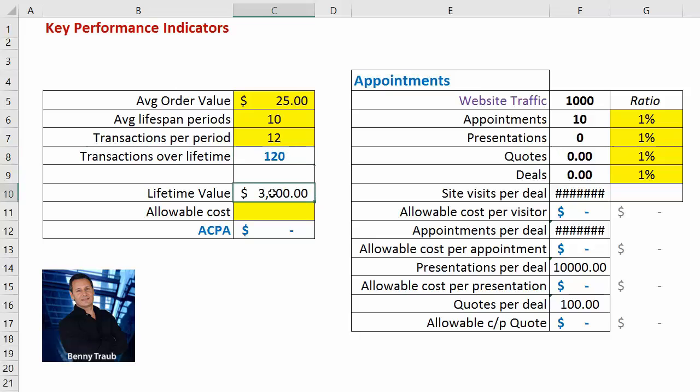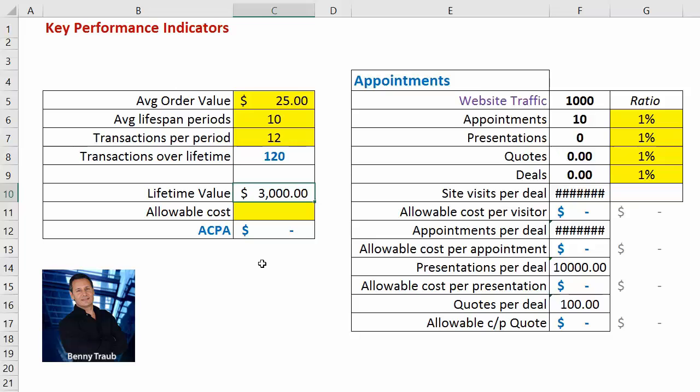And notice that it pre-calculated for us the lifetime value. This is what the new customer, new client is worth to you over the course of the lifetime. $25, a 10-year relationship, and one transaction per month over that period gives us 120 transactions, and 120 times 25 equals 3,000. That's what a new client is worth to you. So what are you willing to spend to acquire that new client?